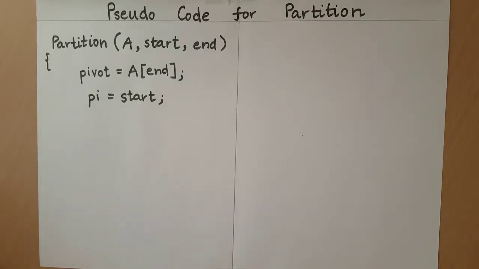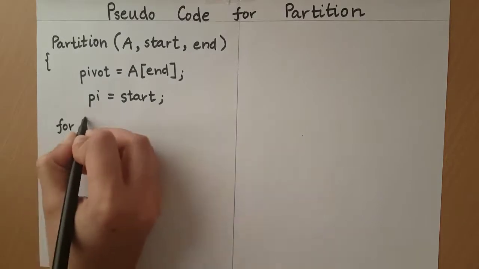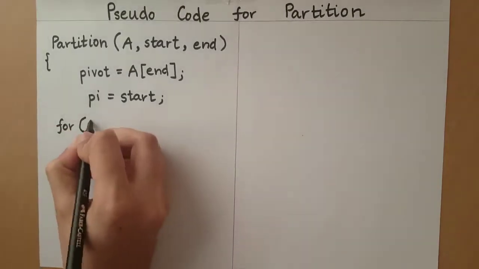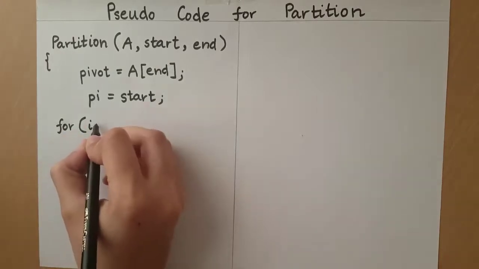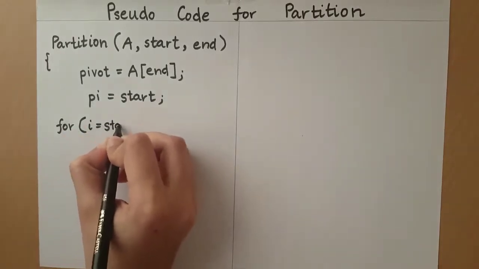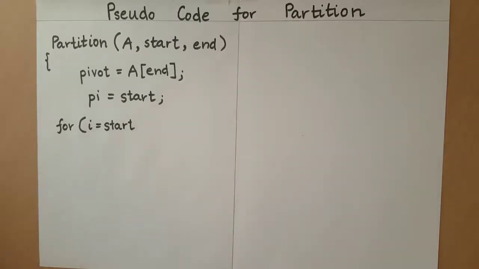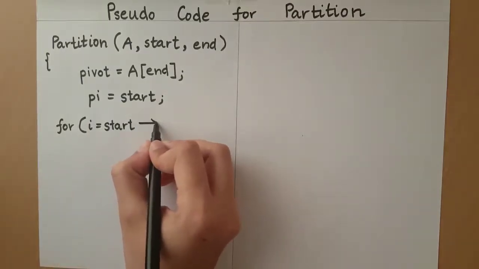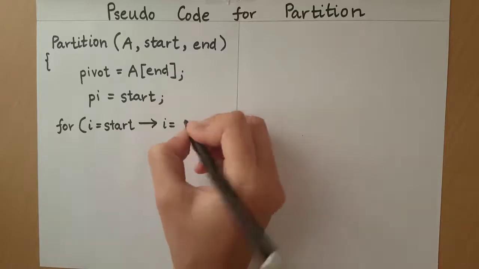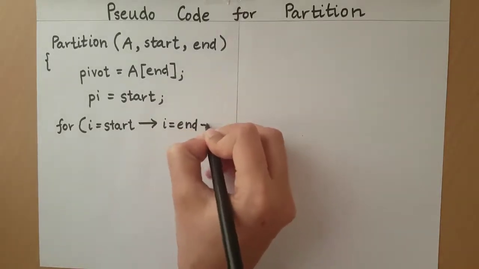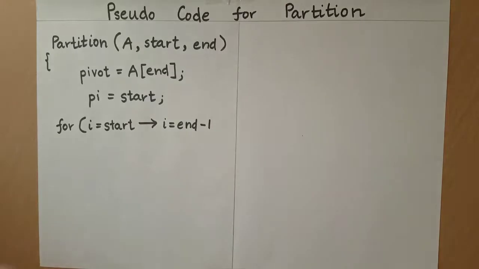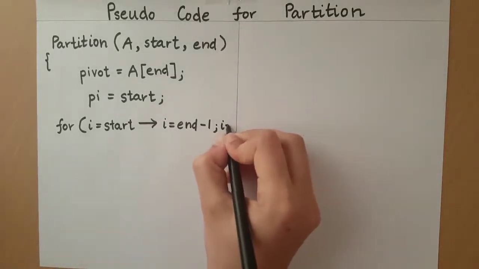Now, we must traverse the array using a variable I from the start index up till the pivot. So we will run a loop with counter variable I. It will start at index start and it will end at index end minus 1. At each time, we will increment this I.